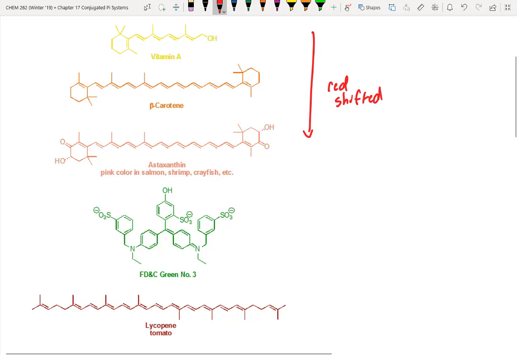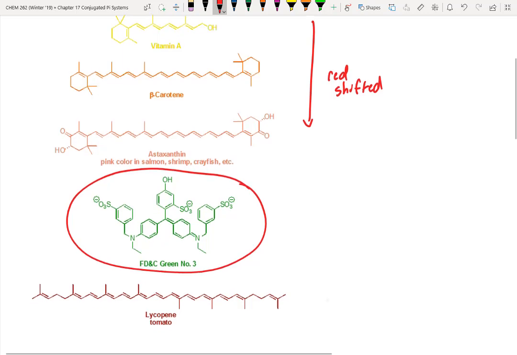In fact, a lot of the dyes that we use commercially, like this one, green number 3, is specifically tuned to have the appropriate amount of conjugation to give it a specific color. So if you ever look on the back of food labels, oftentimes it'll say like yellow number 5 or green number 3. They basically were able to study the amount of conjugation required in order to give a certain color.